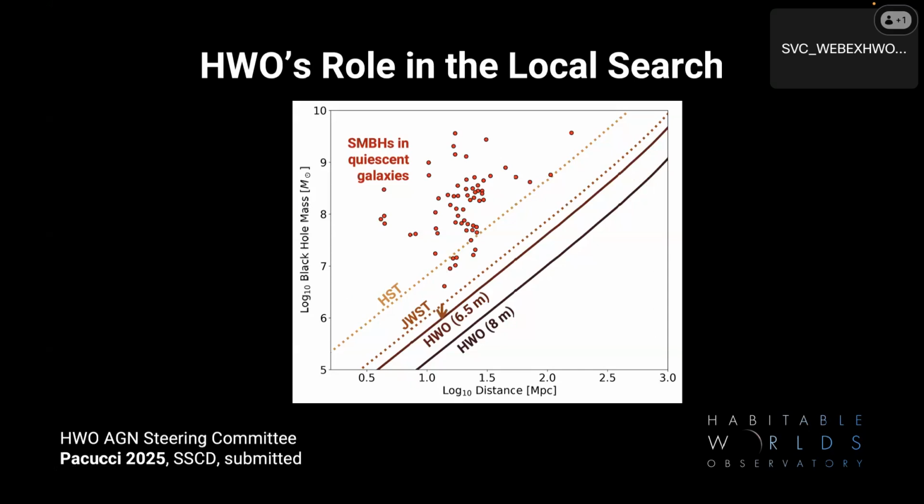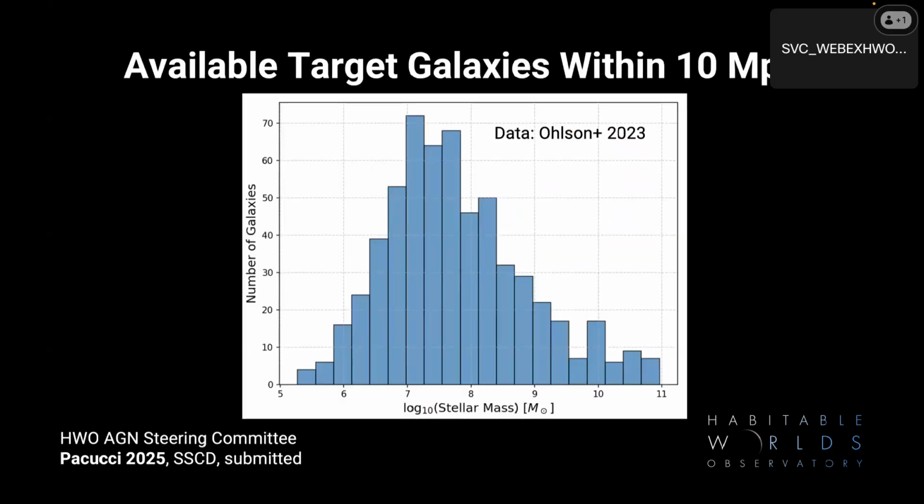As you can see, even in the 6.5 meter configuration, HWO has a factor of 3 of improvement over JWST. And in the 8-meter configuration, we gain an entire order of magnitude in lighter black hole masses. So there are plenty of galaxies that we can target. For example, in this plot I'm showing about 600 galaxies, mostly dwarf galaxies, within 10 megaparsec. The average stellar mass is about 10 to the 7, 10 to the 8 solar masses, so these are dwarf galaxies.